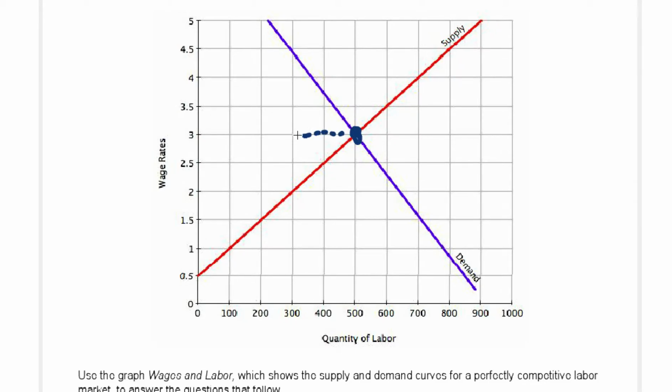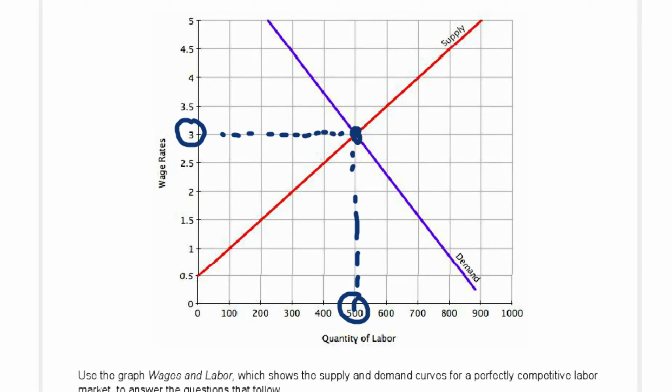I am going to pay these workers $3 an hour. And I'm going to hire 500 people. And again, this is the market, so it's not just me. There are lots and lots of people wanting jobs, lots and lots of people wanting to hire people, and this is where we wind up.